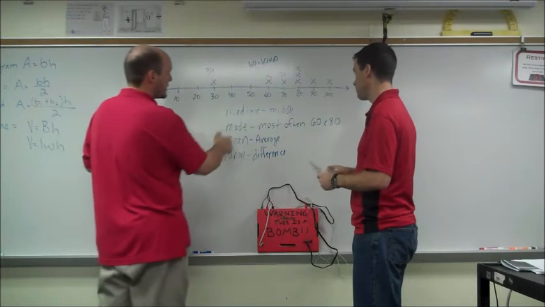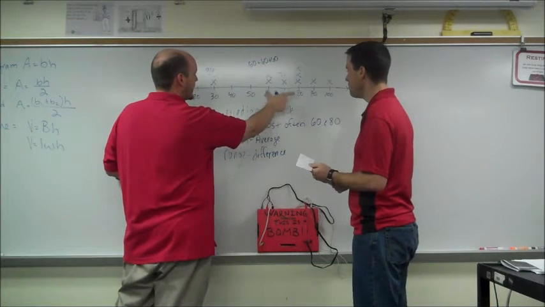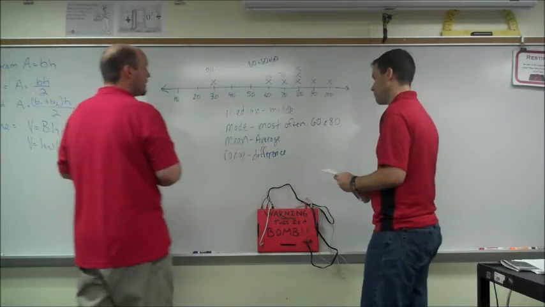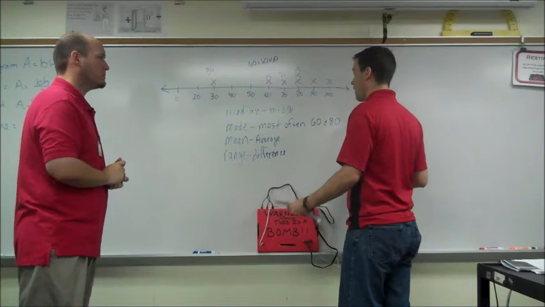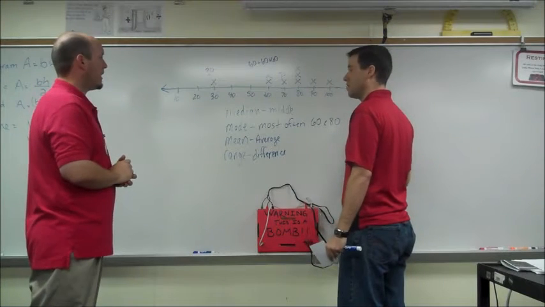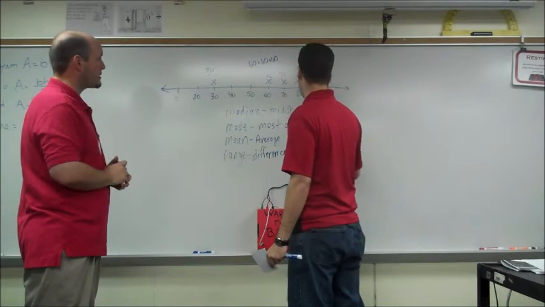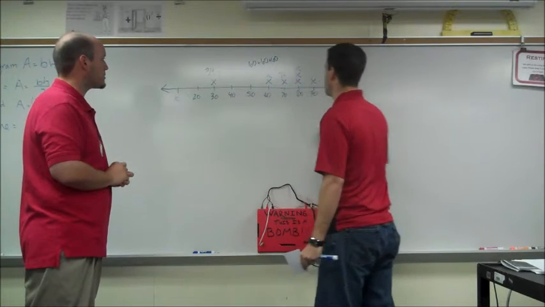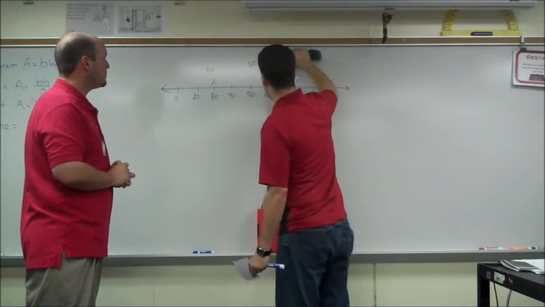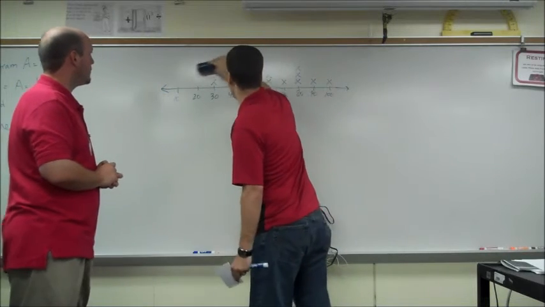Hey, so this one had 2 modes. The numbers 60 and 80 both showed up 3 times. Is it possible to have a data set that doesn't have a mode? I think you could. Yeah, I think if all the numbers just showed up one time, there wouldn't be a mode because there wouldn't be a number that shows up more than all the others. Yeah, and if all numbers are equal, then there is no mode.